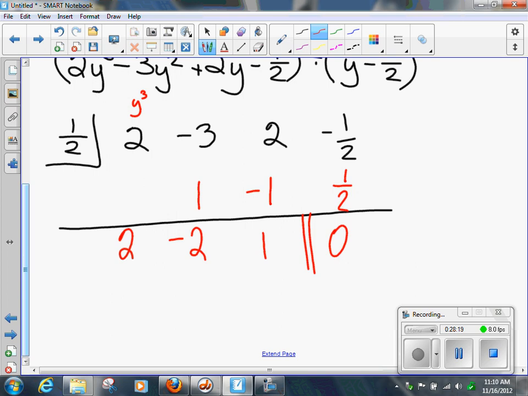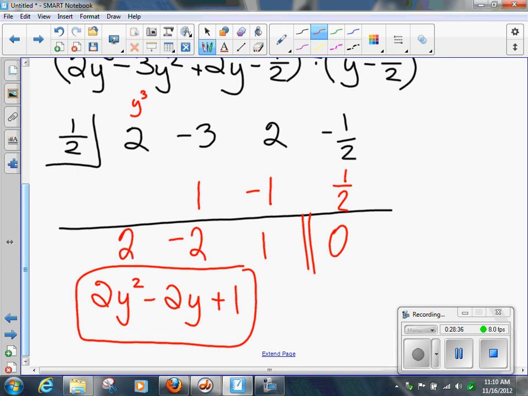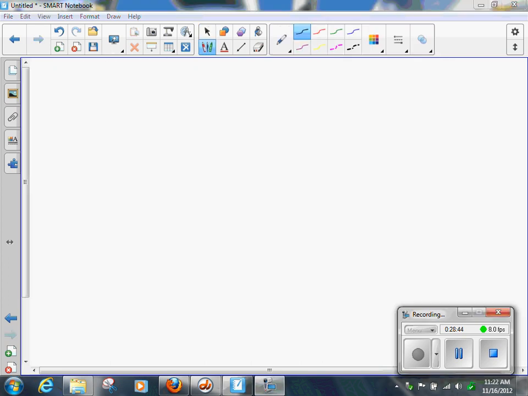Hey, what's your quotient? 2y squared. I'm sorry, I can't hear you. Go. Plus 1, is that it? Nope. We're done. That's it. That's all we have to do. Polynomials. Here we go.